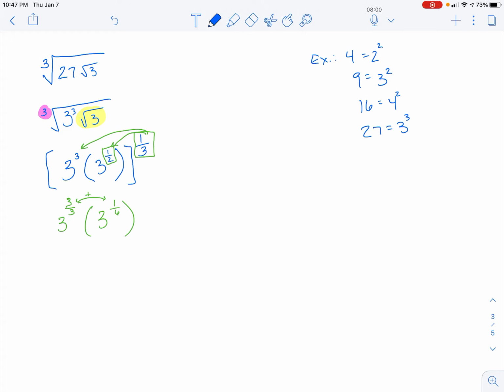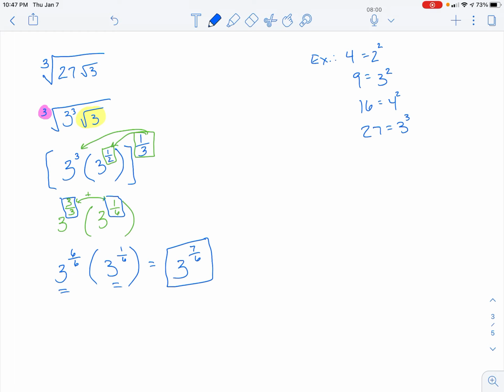Go back to blue. All right, so now I need to add these exponents, 3 to the third plus 3 to the 1/6. Well, I need common denominators here, so I'm just going to change this to 6 over 6 times 3 to the 1/6 power, and I'm going to end up with 3. Remember, our bases stay the same. It's like when you put x and x together, you keep the x as x. All right, so we have 3 to the 7/6 power, and that's the answer to that problem.